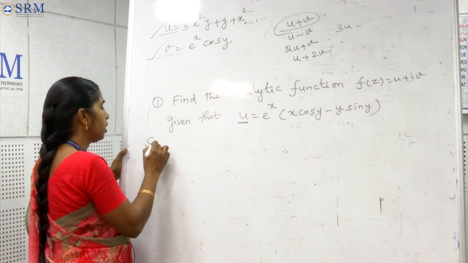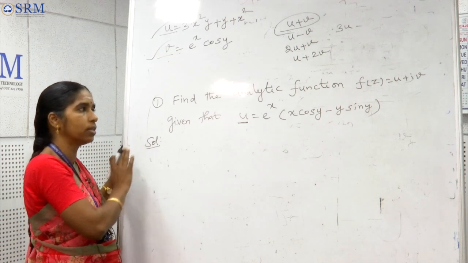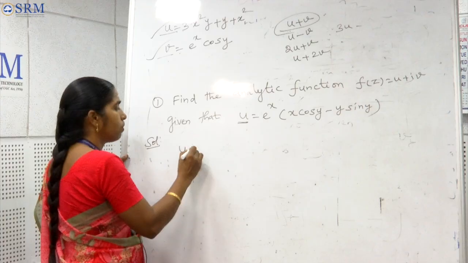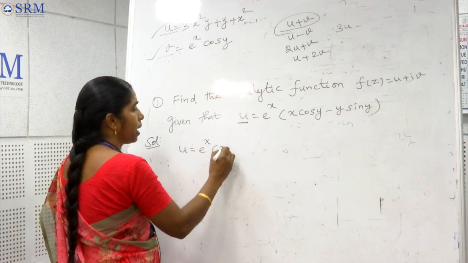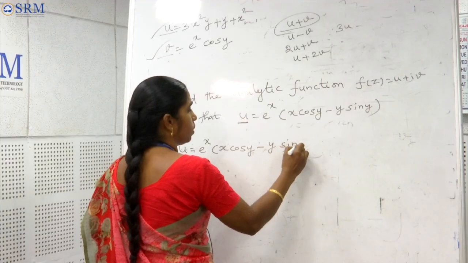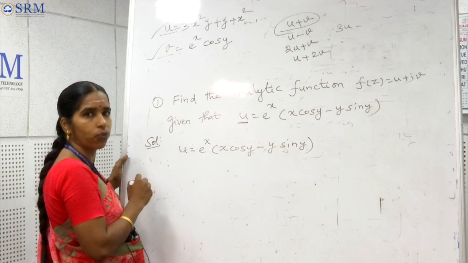So the real part is given, by applying the Milne-Thomson method. Today we only consider the problem based on the Milne-Thomson method. So u is equal to e power x (x cos y minus y sin y). In the first process, partially differentiate with respect to x.